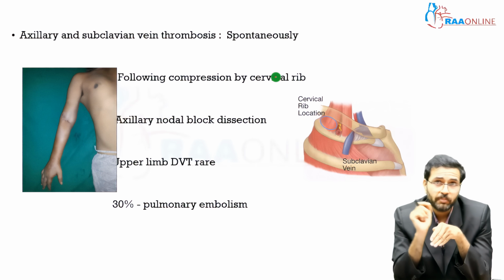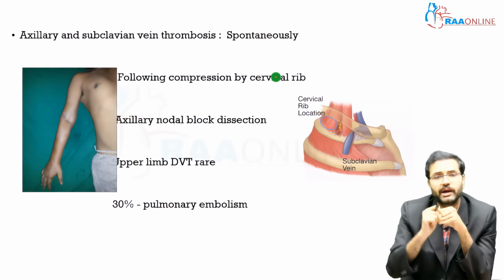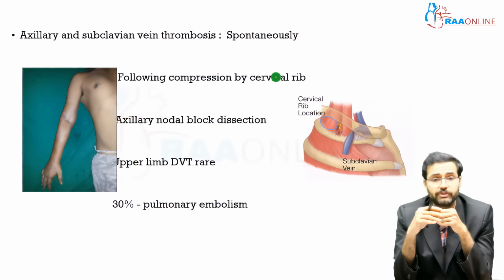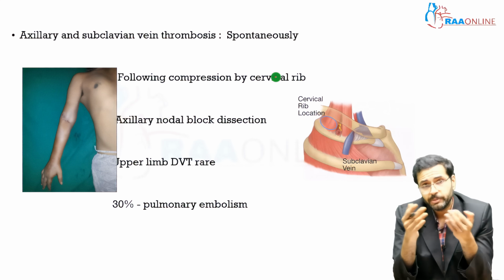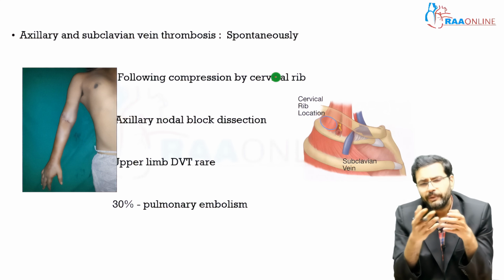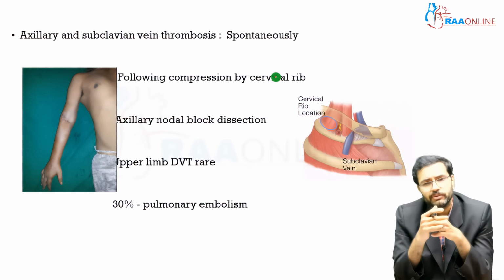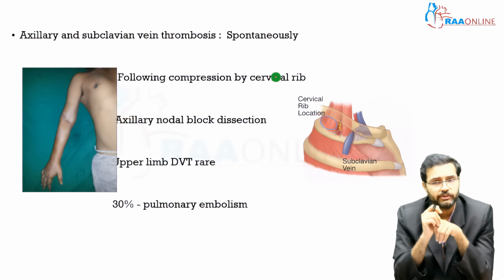For example, painting buildings, when you keep the hand abducted for prolonged periods of time. Now, even though this is a possibility, axillary and subclavian vein thrombosis is documented, upper limb DVT or deep vein thrombosis is exceedingly rare. But the problem is that more than 30% of cases can result in a pulmonary embolism.